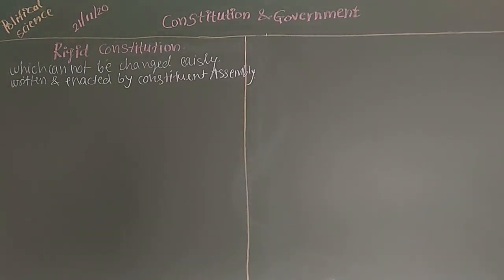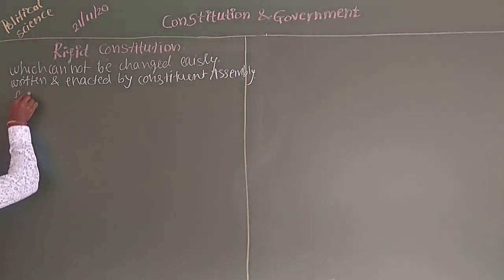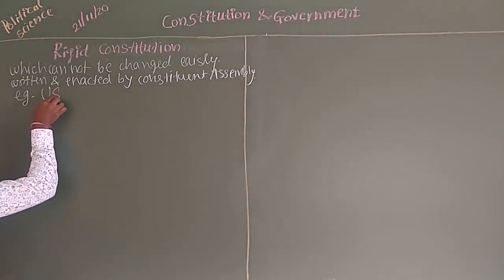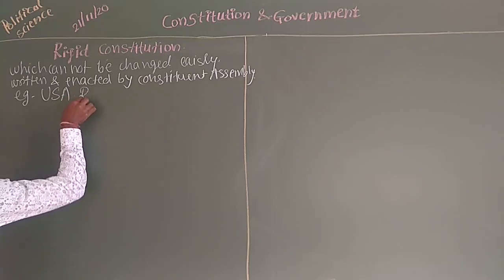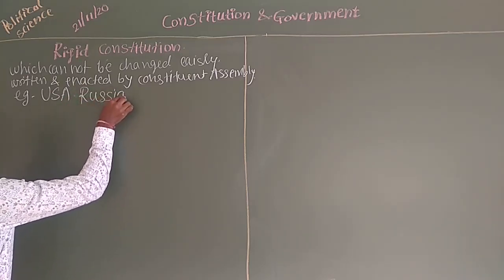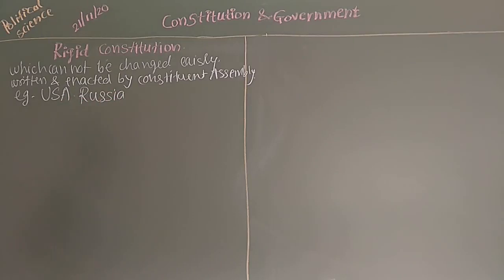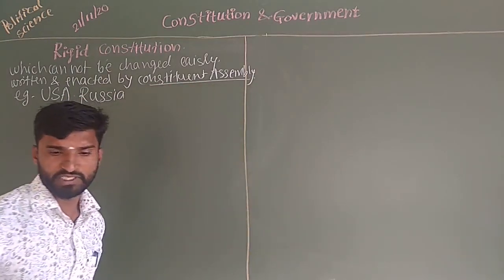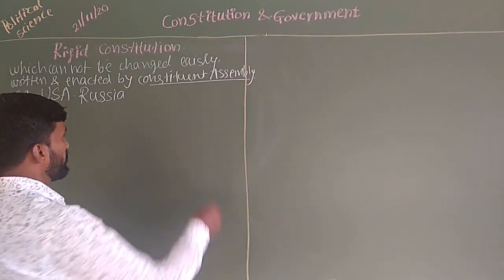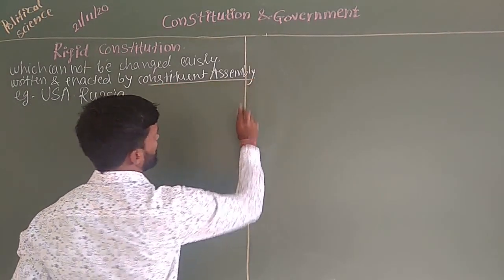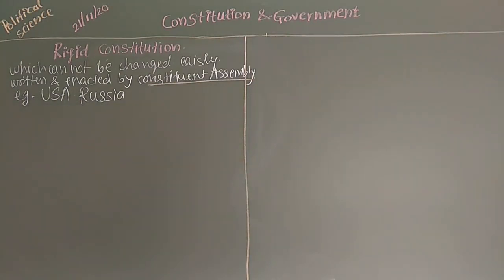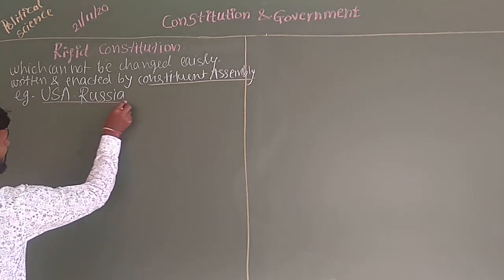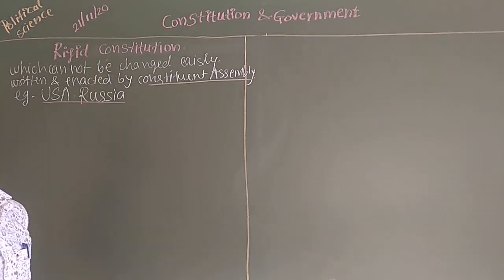The Constitutions of USA and Russia, for example. These nations have rigid constitutions where only the Constituent Assembly can make changes. That is the main thing. So USA and Russia, you can give as examples for a rigid constitution.